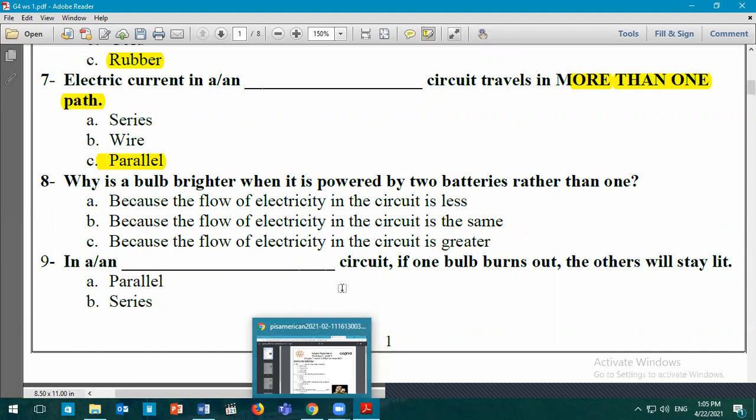Thank you so much. Because of the flow of electricity, it will never be the same, because now we have two batteries rather than one. So that means it will be greater. Yes, greater. Okay.